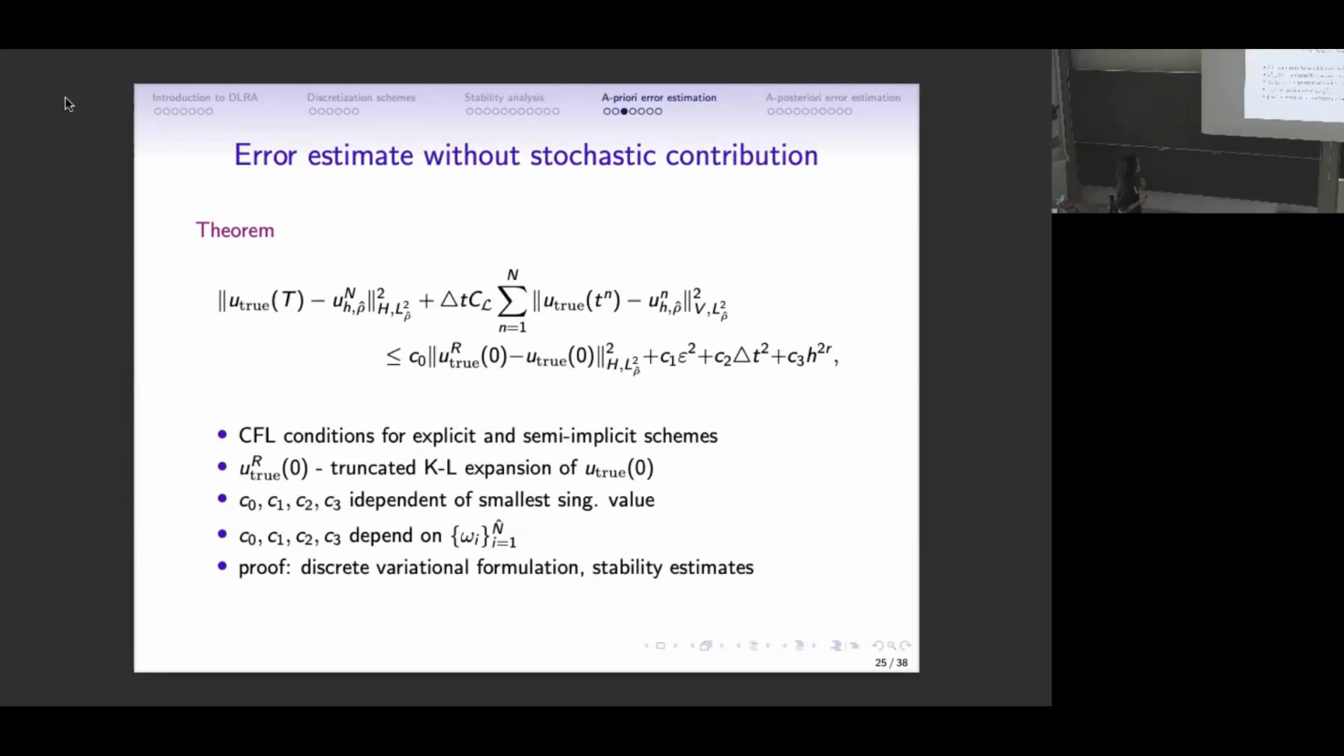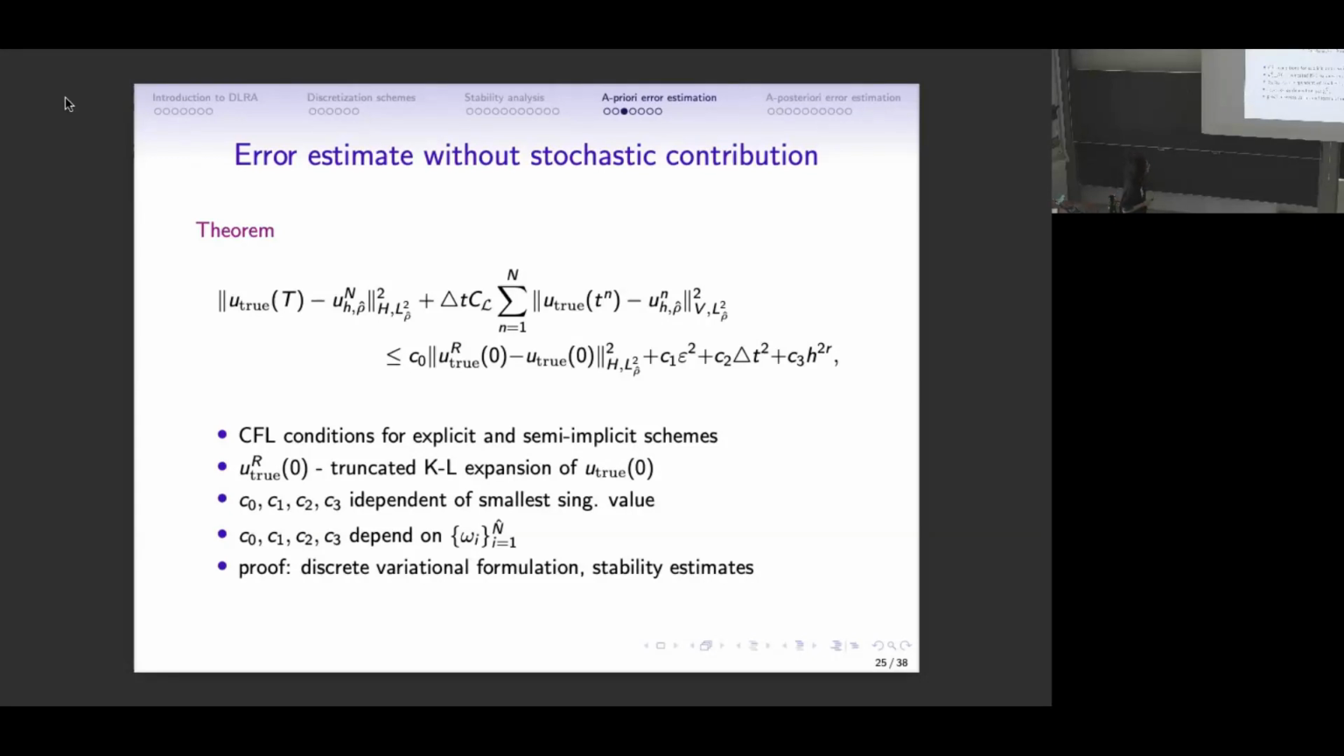Basically, the error at the final time step plus the time-integrated error in the H norm plus the time-integrated error in the V norm can be bounded by the following. Here we have the error caused by the KL truncation of the initial condition. Now, KL truncation does a projection on the manifold. I don't know if this was clear. And then we have these three terms here. This comes from the spatial discretization, from the finite element method. And then we have this epsilon, which is the approximability condition we assumed.